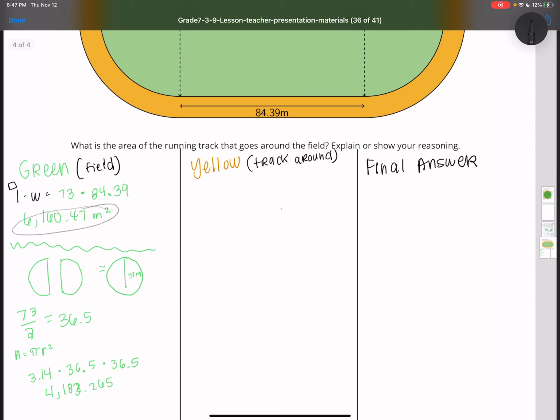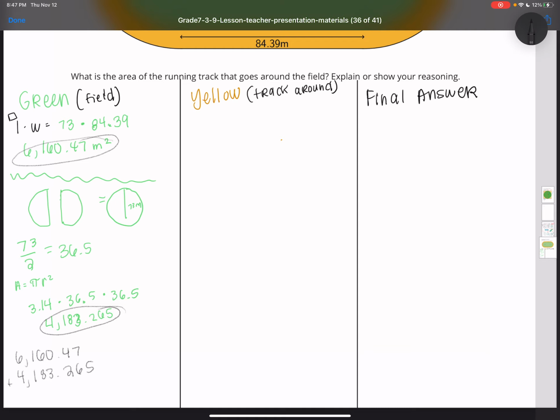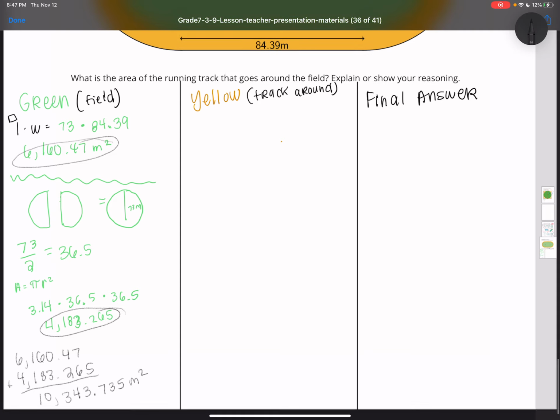So 6,160 and 47 hundredths plus 4,183 and 26 thousandths. And when I add those two together, I get 10,343 and 735 thousandths, and we're dealing with area, so meters squared. Okay, this is the area of the green field.